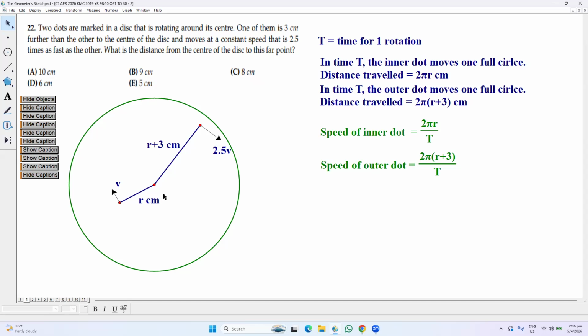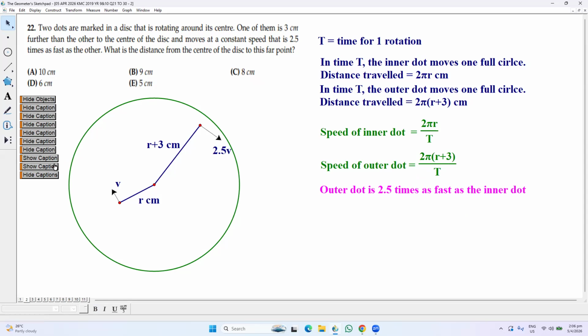Although both are on the disc and the disc is rotating, when you are very near the center of the circle, you move at very small speed. If you're at the center of the circle, you're not moving at all. So the outer dot is faster, 2.5 times as fast as the inner dot.